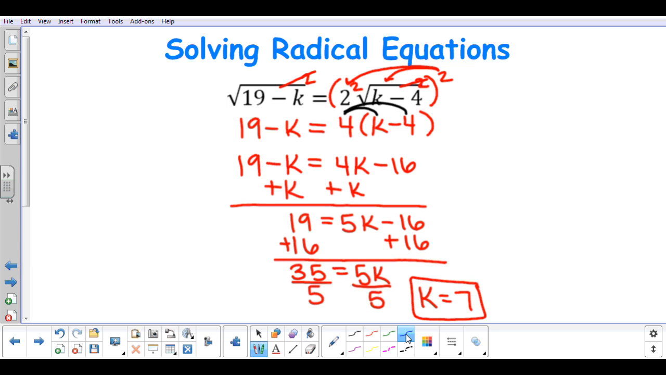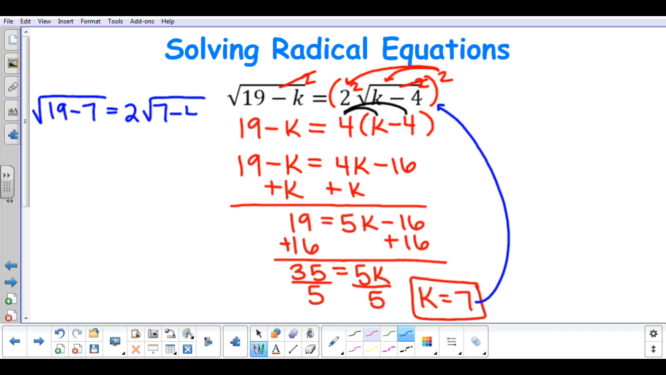So I too need to check this solution, so I am going to plug in 7 for k. So I get 19 subtract 7 in my first square root, which will simplify down to the square root of 12. The 2 will stay out front, and 7 subtract 4 is 3.